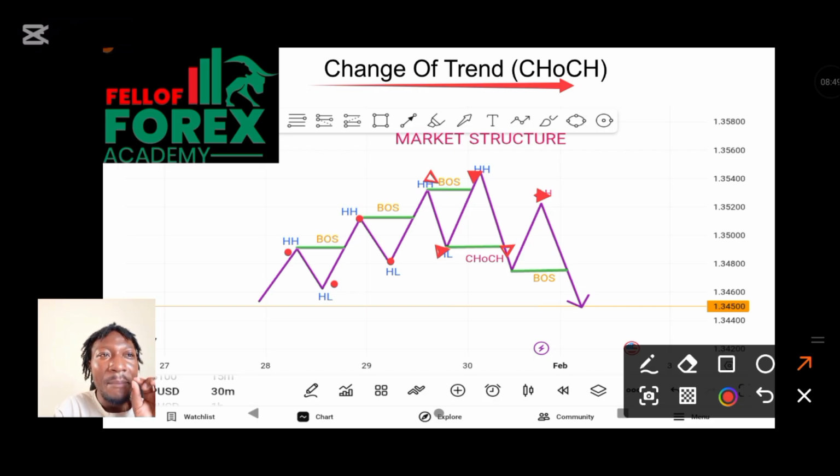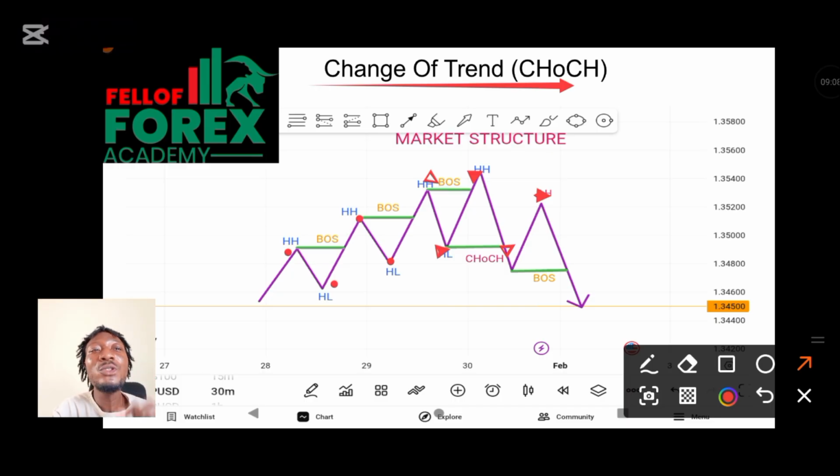So mark this down. It's very, very important for your trading journey. Without this, you will never become a profitable trader. Like never. I mean it. You will never become a profitable trader because you don't understand market structure. And trading to become profitable comes with understanding of market structure.